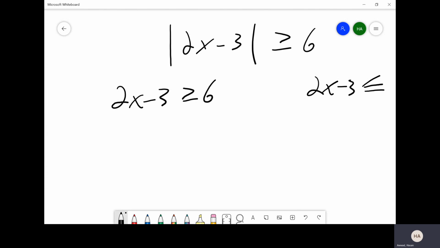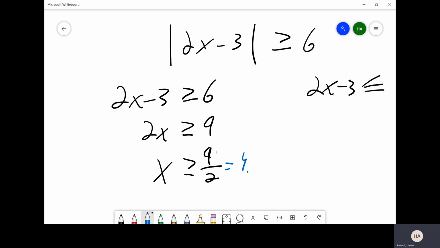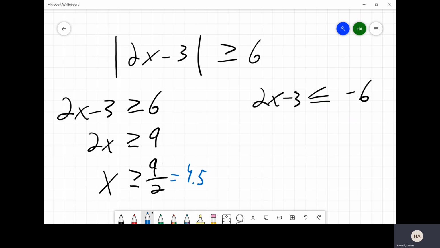So now what we're going to do is we're going to solve for x. So we add 3 over here. We get 2x is greater than or equal to 9. Divide by 2. X is greater than or equal to 9 over 2. And I'll write this as a reference for you guys. 9 halves is really the same thing as 4.5, right? Just so you have an idea of where this is landing.